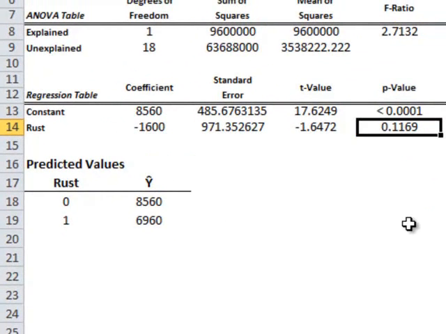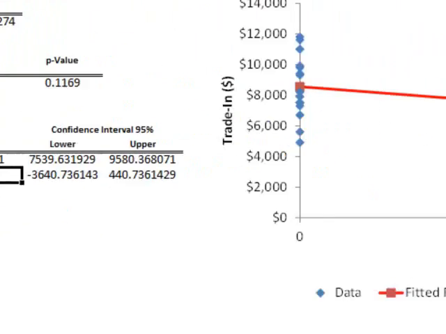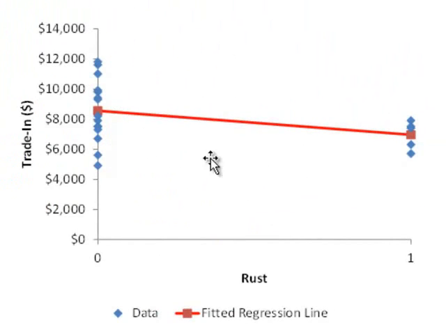However, as I noted before, we are not seeing a statistically significant relationship. The p-value is too large. We can probably see why that's happening if we look at this scatter plot of the data. Here's our red line, y equals 8560 minus 1600 times rust, so it's dropping by 1600 from the 8560 when rust equals 0 to the 6960 when rust equals 1.